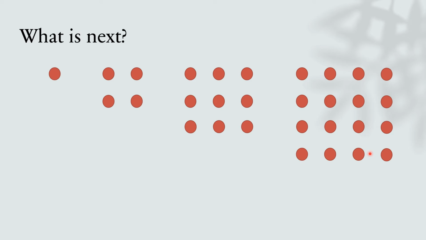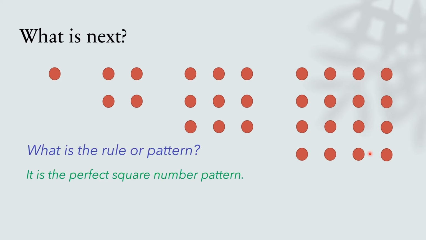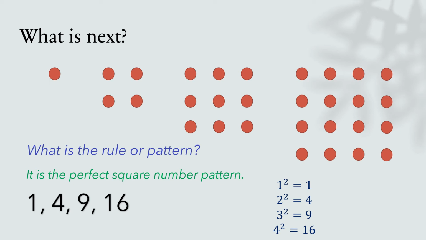Let's look at the pattern. So what is the rule or pattern? One pattern that you could look at is the perfect square number pattern. So let's see. 1, 4, 9, and 16. So 1 squared is 1. 2 squared is 4. 3 squared is 9. And 4 squared is 16.